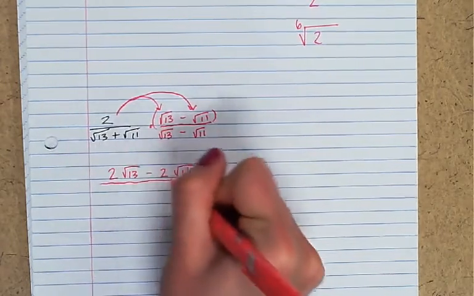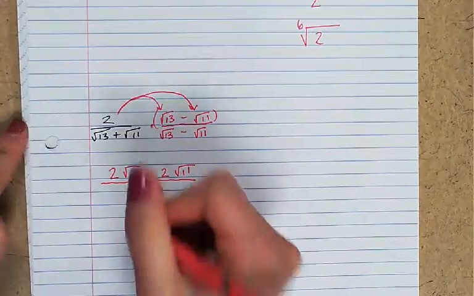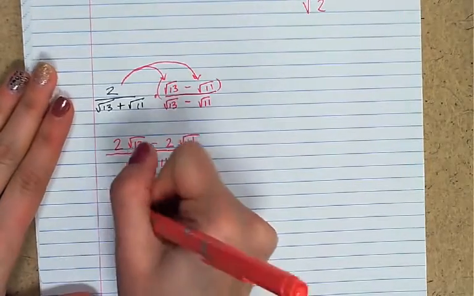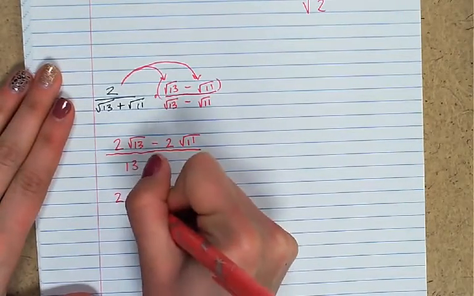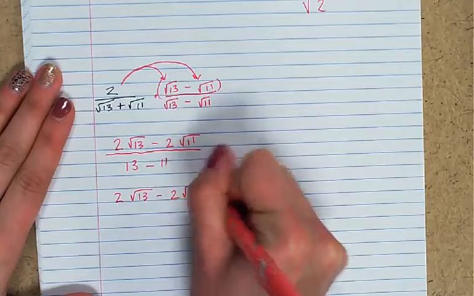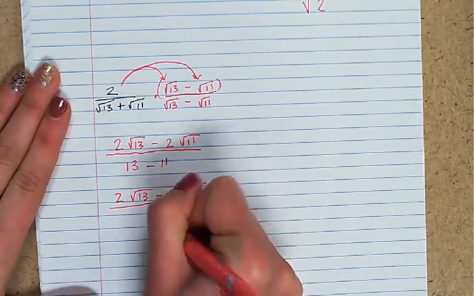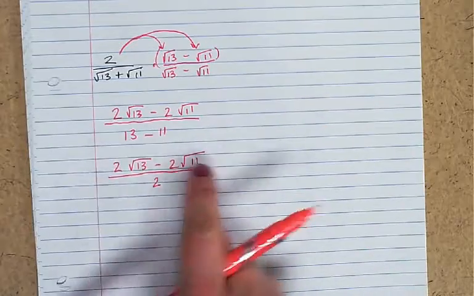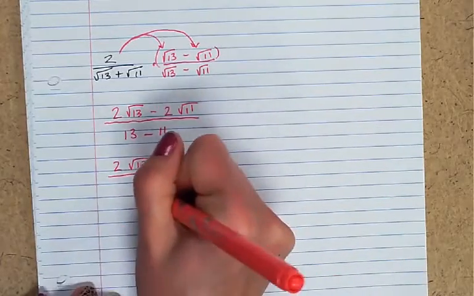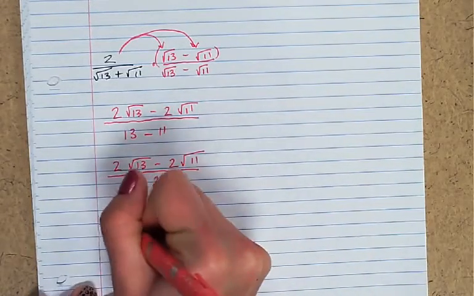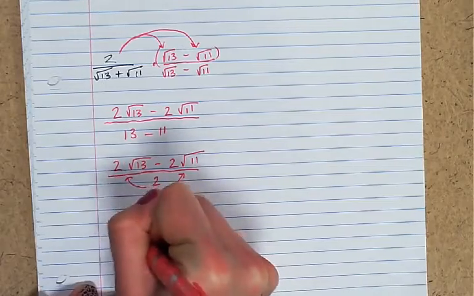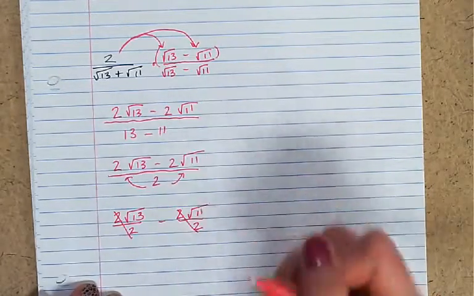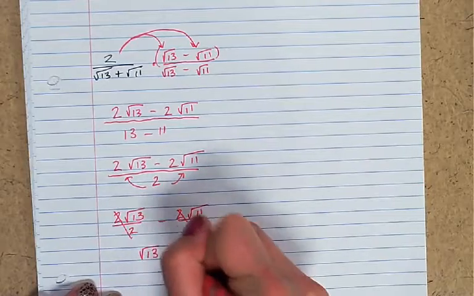And then in the denominator, what we're going to end up getting is 13 minus 11. So I can simplify this. On this one, if you notice that these both have a 2 in the front, so if I distribute this divide by 2 to both parts, the 2's cancel, and we just get root 13 minus root 11.